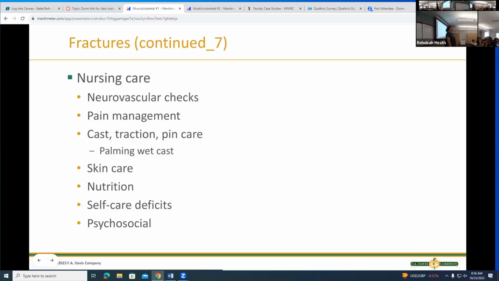Skincare, want to make sure the skin around wherever the fracture is at, if it's open, has the traction, we're looking at where the pins go in. If it's just around the site, maybe they have a cast or a splint, we're looking at that skin, monitoring for breakdown. We really want to monitor these patients' nutrition because they're going to have an increased need of higher protein, calcium, other nutrients that they need to heal that bone. There might be some self-care deficits, meaning if they break their right arm, they might not be able to brush their teeth as well or do other things that we need to help them with. And then psychosocial as well.